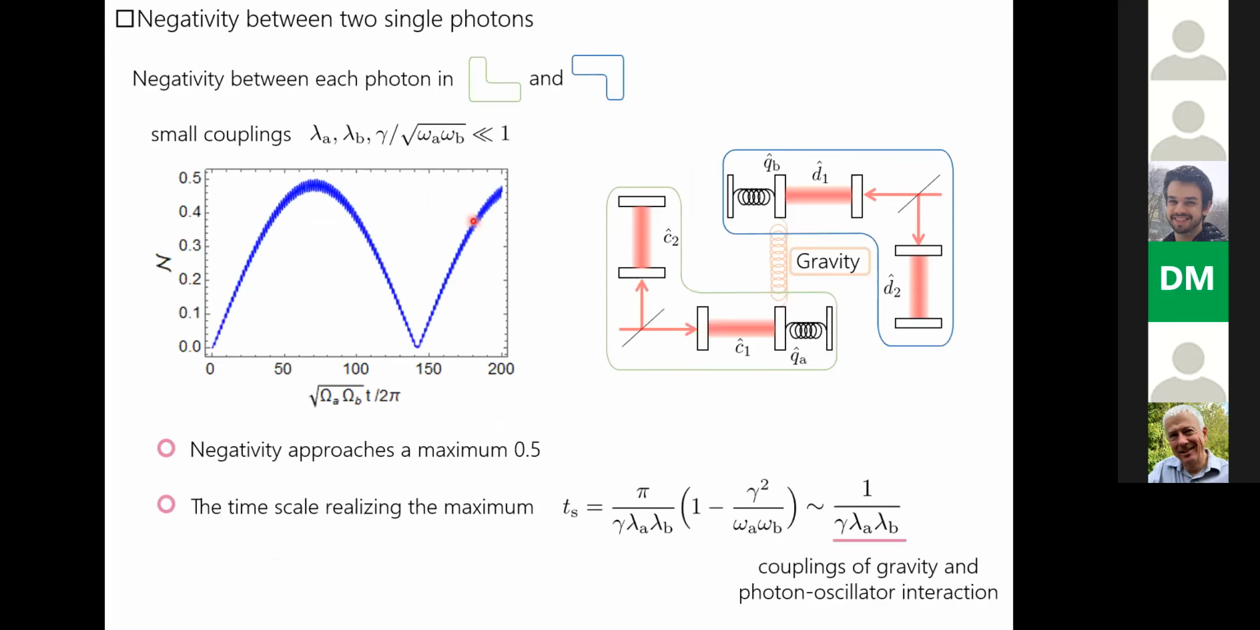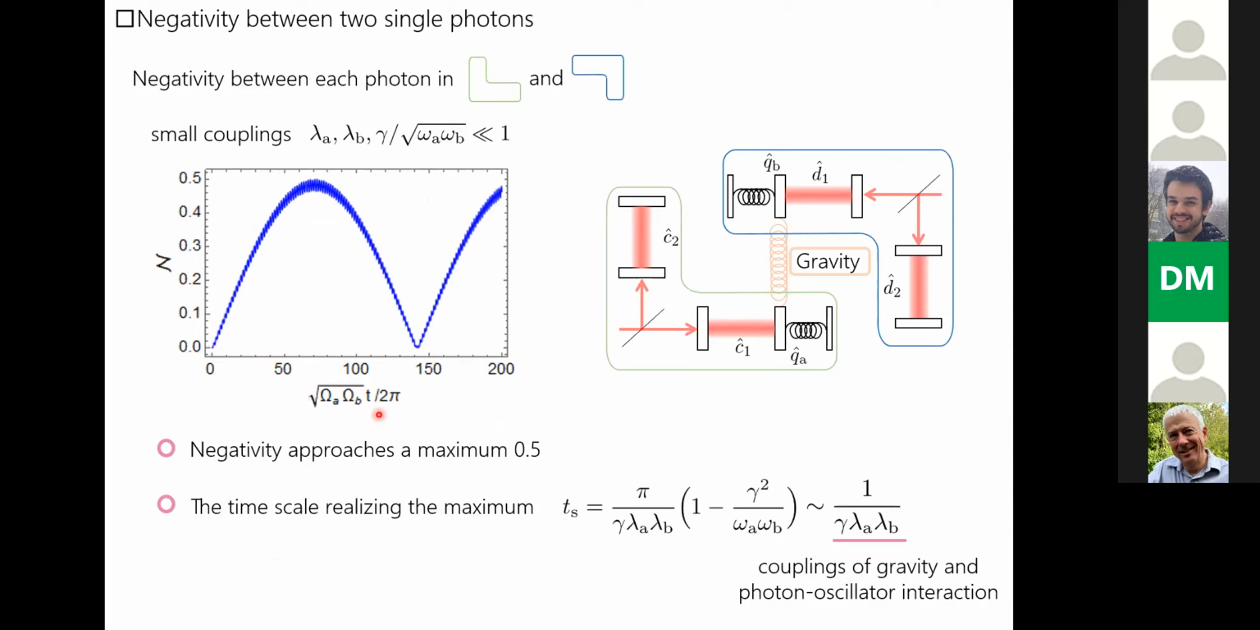The negativity of the photons obtained from the solution of the Schrödinger equation behaves like this. The horizontal axis is time, and the vertical axis is the negativity. The negativity periodically changes and takes a maximum of 0.5.